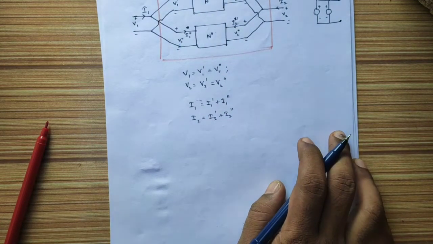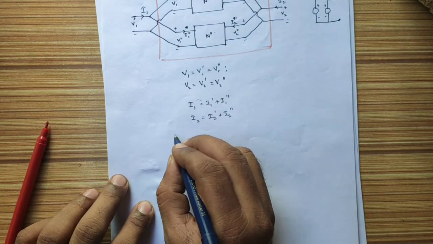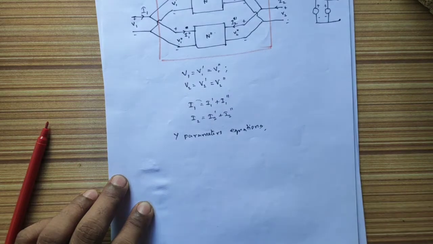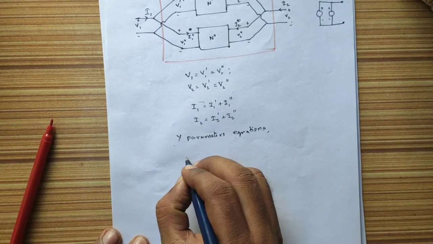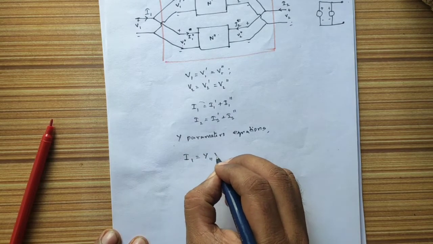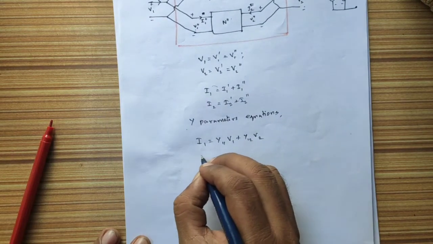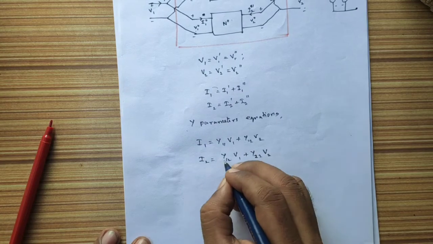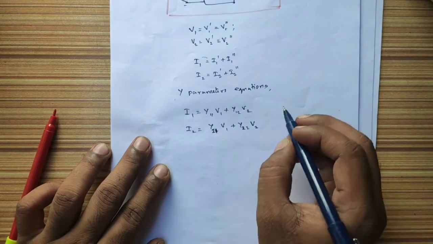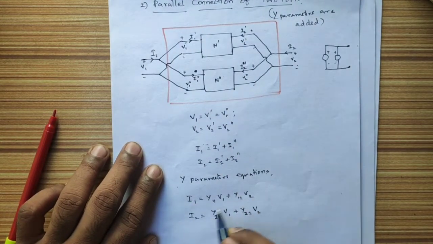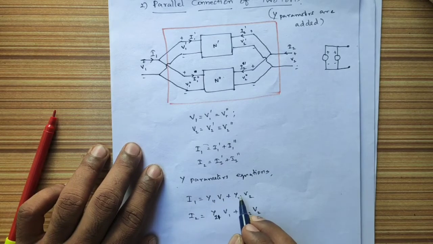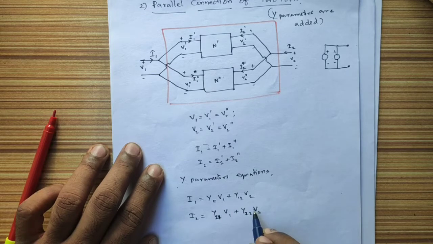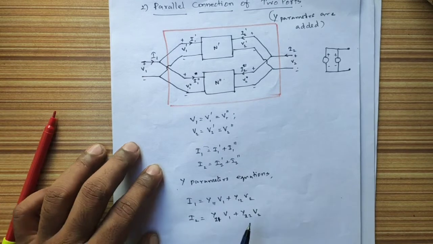And we know the Y parameter equations. I1 equals Y11 V1 plus Y12 V2, and output current I2 equals Y21 V1 plus Y22 V2. Now I am taking N dash, so that all the parameters will have I1 dash, Y11 dash, V1 dash, Y12 dash, V2 dash, I2 dash, Y21 dash, V1 dash plus Y22 dash, V2 dash. For the second network, all the parameters will have the double dash.